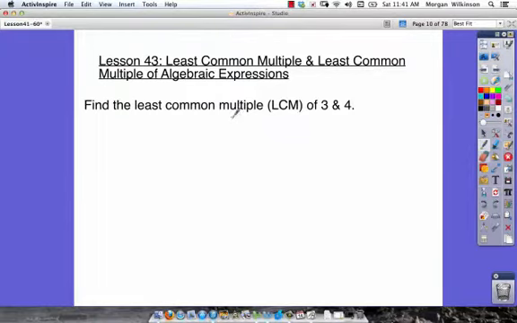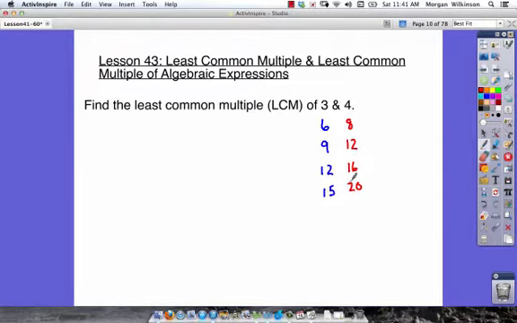Now remember, the least common multiple means we're going to have to multiply to find our answer. And the way we can do this, we can skip count always to find our answer. 3, 6, 9, 12, 15, and so on. 4 would be 4, 8, 12, 16, 20, and so on.